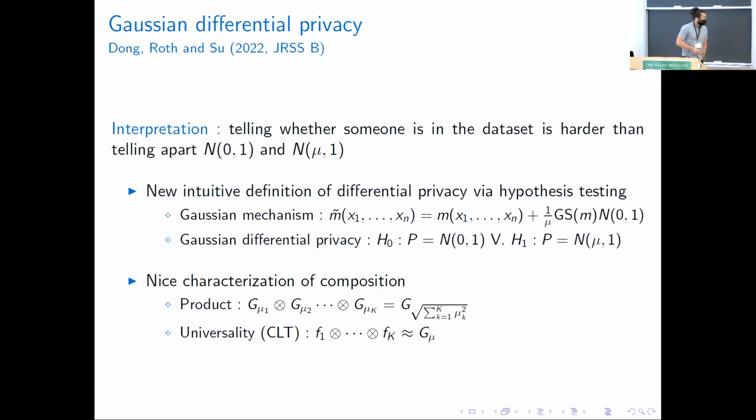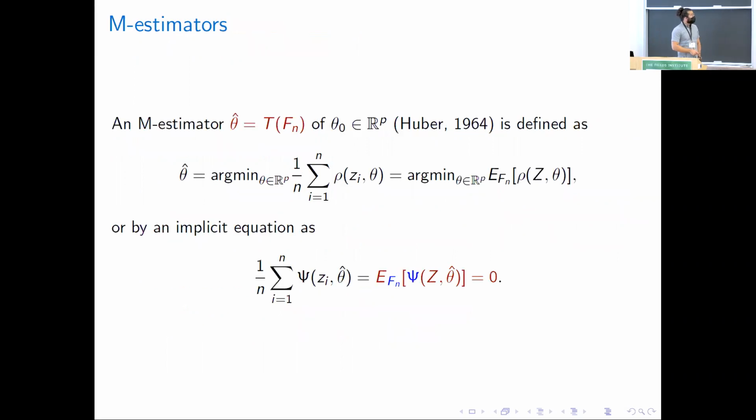There's a bunch of nice properties about this characterization, but the one that matters for the purpose of this talk is that we can characterize the overall privacy loss tightly once we do composition. So if you compose k outputs that are Gaussian differentially private, then we know exactly what the overall privacy guarantee is. Okay, so that's the notion of privacy I'm going to be working with.